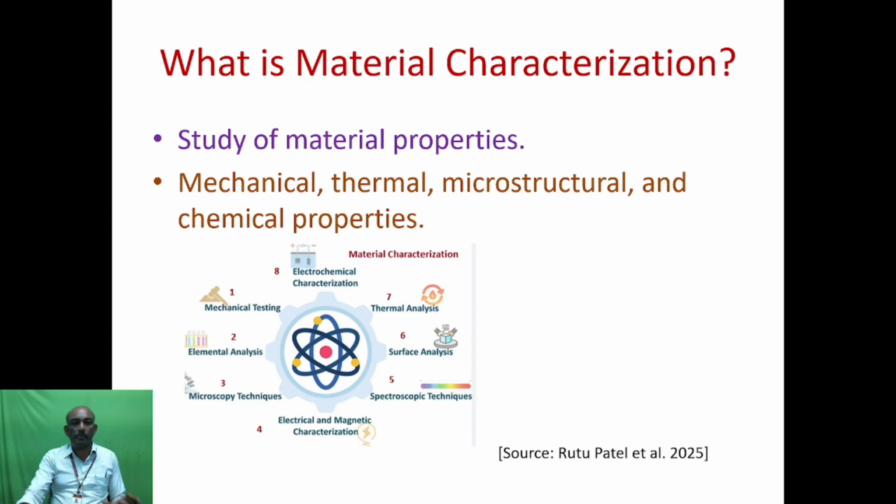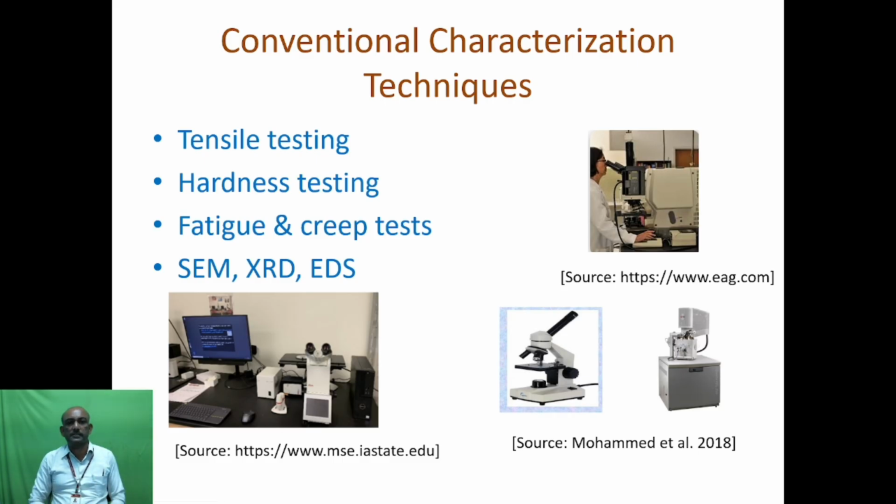Not only the microstructural part, the electrical and magnetic characterization also we have to study using these methods. Then the surface analysis, thermal analysis. All these things are called material characterization. So once again I repeat: the mechanical part and microstructure part, electrochemical part and magnetic part and spectroscopic part and surface technology and thermal analysis, electrochemical characterization, all these come under the characterization techniques.